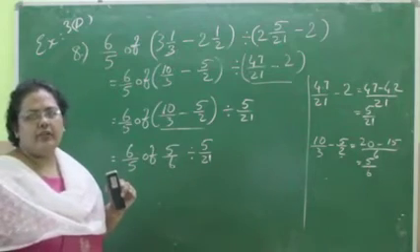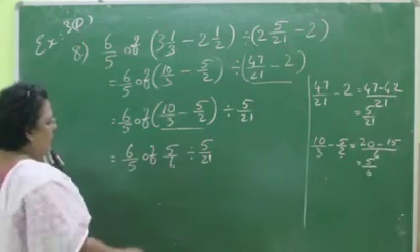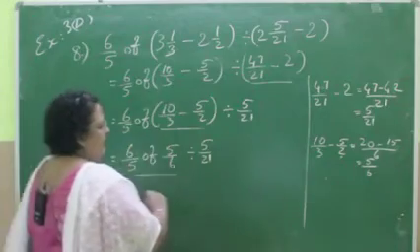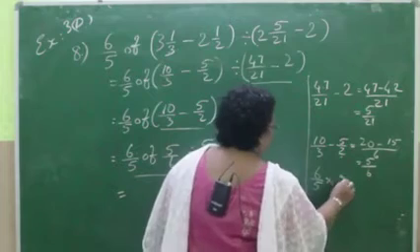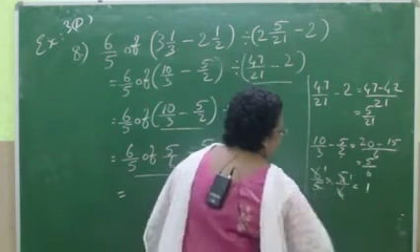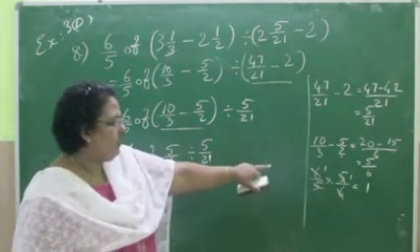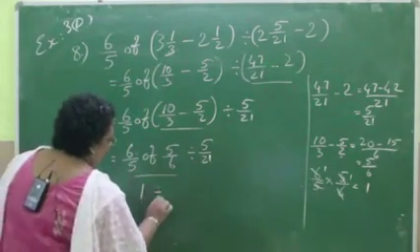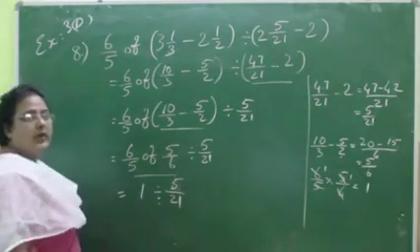Now which one do you have to do? We have to do "of". This operation you have to do, that is a multiplication. So 6 by 5 multiplied by 5 by 6, everything will go, so you will get 1, right? 5 will go in 5 one time, 6 will go in 6 one time, so we are getting it as 1. So here 1 divided by 5 by 21.